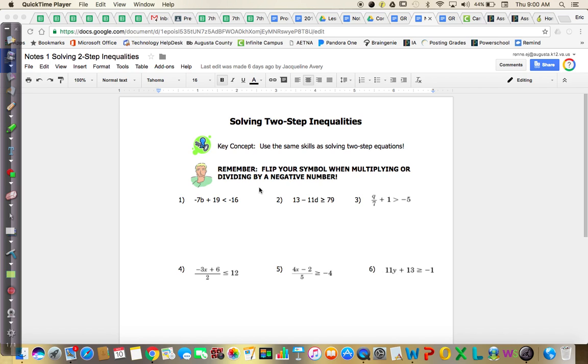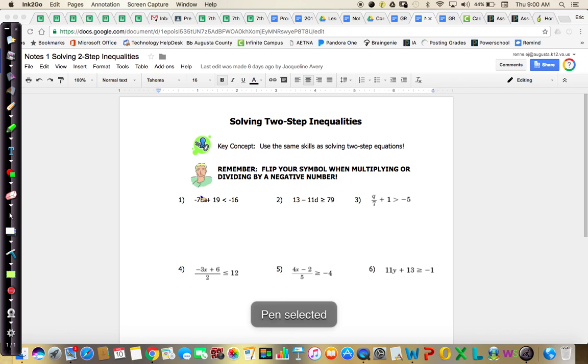One of the major differences is remembering to flip your symbol when multiplying or dividing by a negative number. And also, instead of using an equal sign, we are using an inequality symbol: greater than, less than, greater than or equal to, or less than or equal to. So let's take a look at number 1. And we see negative 7b plus 19 is less than negative 16.